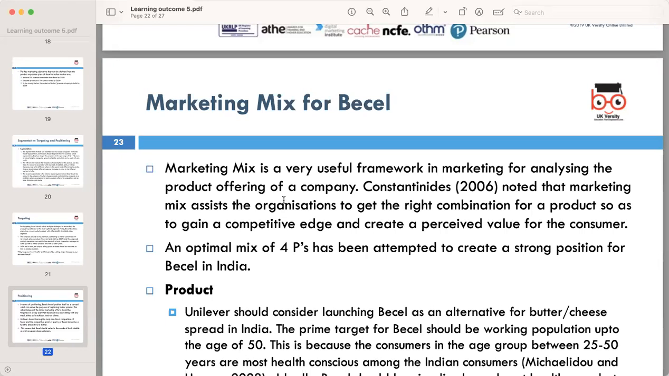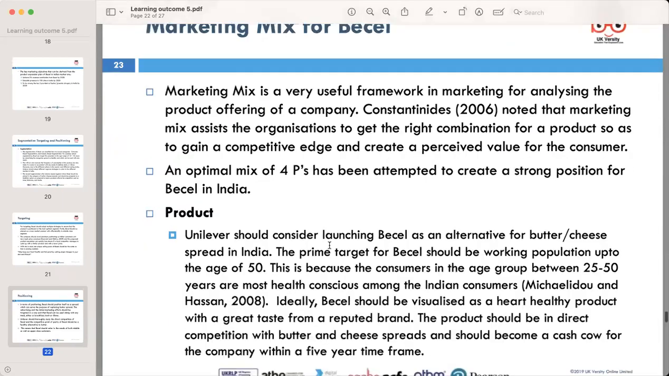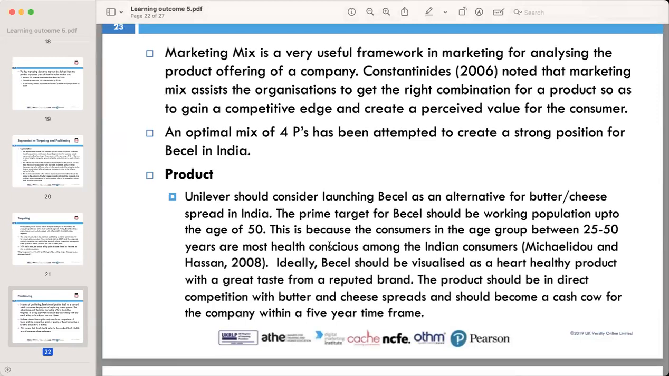So in our marketing strategy for Basil, we have carefully considered the four essential elements, and an optimal mix of four P's has been attempted to create a strong position for Basil in India. So basically, we considered the four essential elements of the marketing mix to create a strong position for the product in the Indian market.